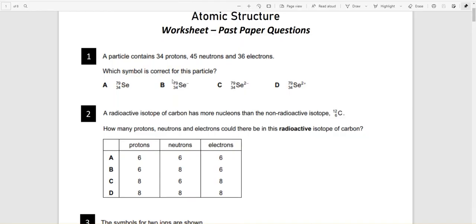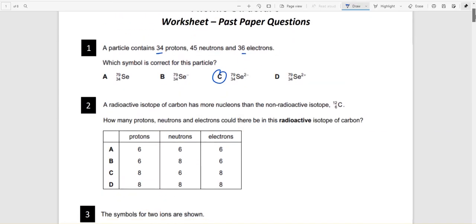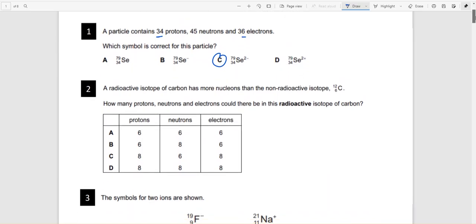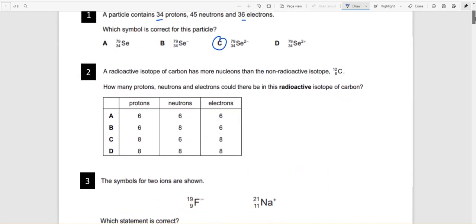Okay, so question number 1 states that a particle contains 34 protons, 45 neutrons and 36 electrons. Which symbol is correct for this particle? As you can see, there are 2 more electrons than protons, which means there will be a minus 2 charge. Where is the minus 2 charge? There you go. You don't even have to check other things to solve this question.